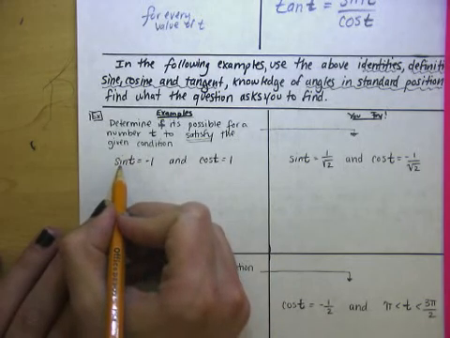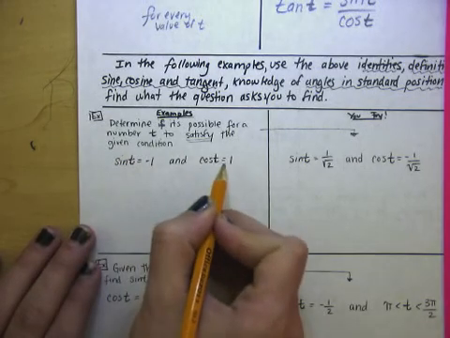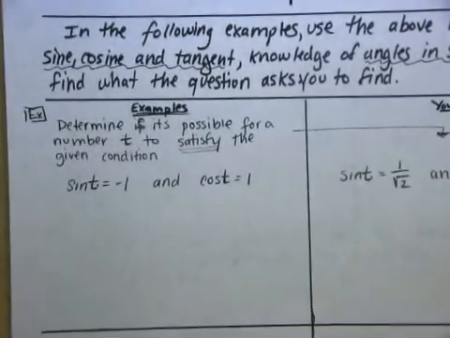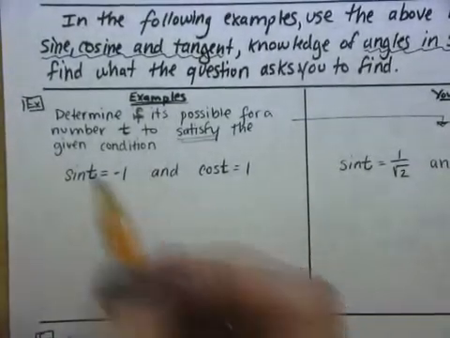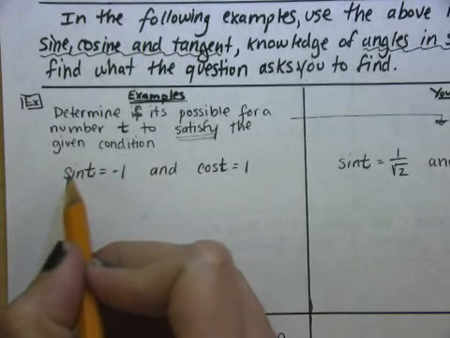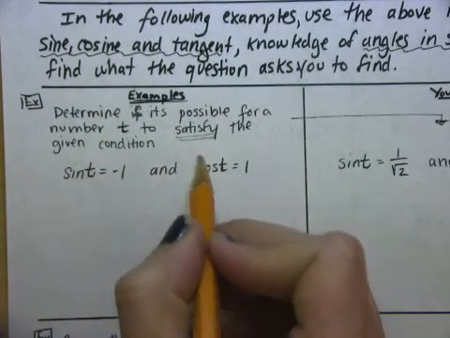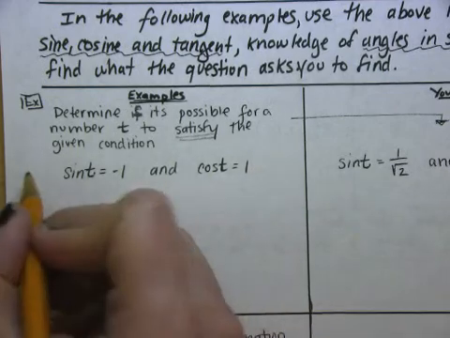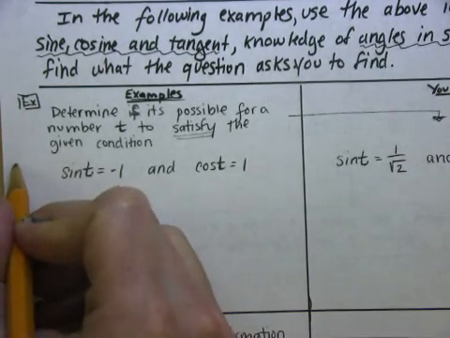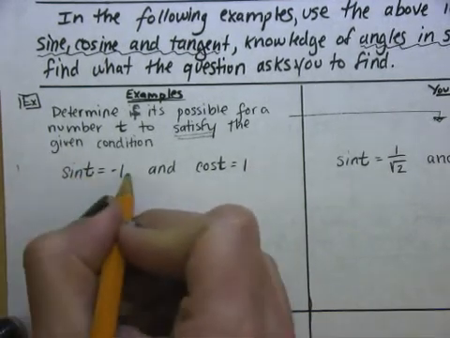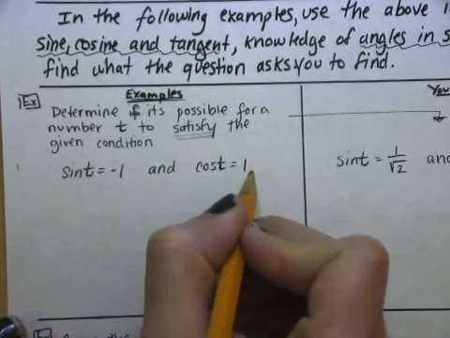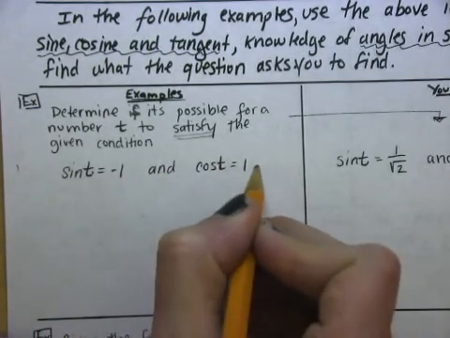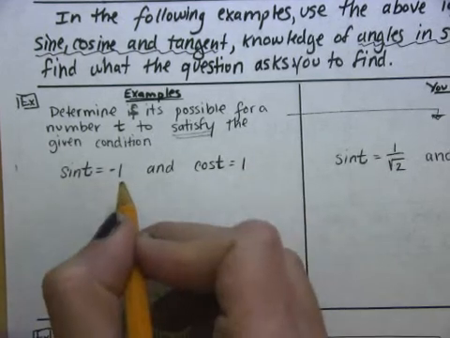So basically they're saying sine of t equals -1 and cosine of t equals 1. Because they're asking us to see if this is possible, so basically is there a radian measure where if we take the sine of it we'd get -1 and if we took the cosine of it we'd get +1. So basically, if sine of t equals -1, does cosine of t equal +1? Or can sine of t equal -1 and cosine of t equal +1 for the same value of t?